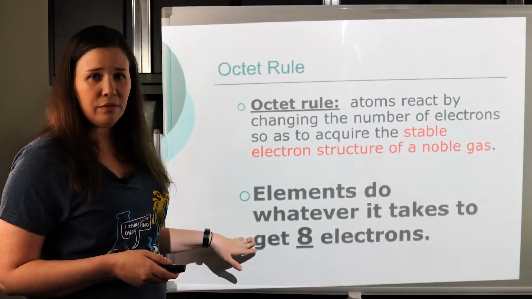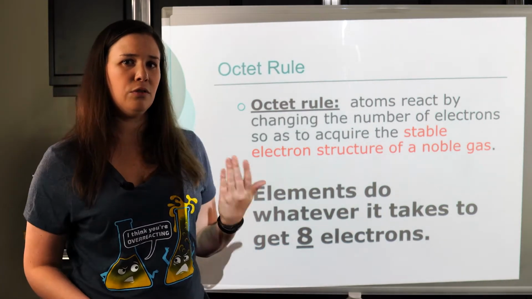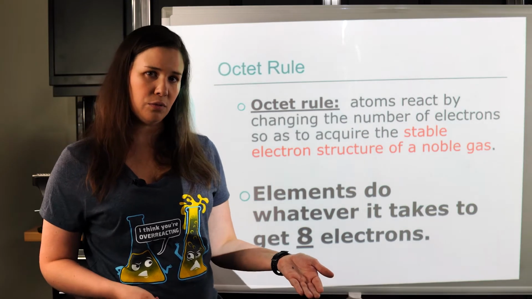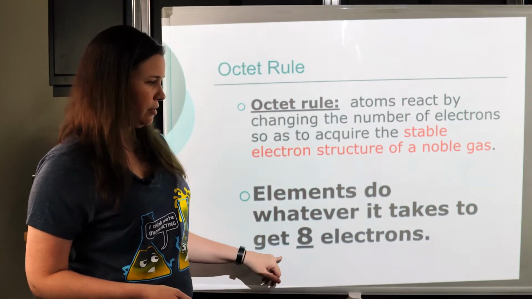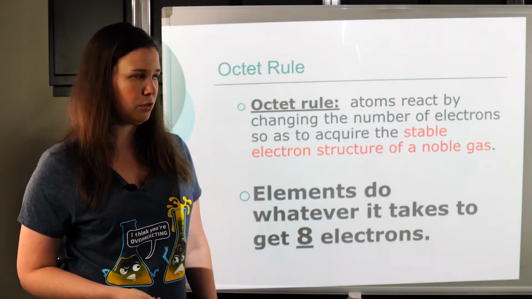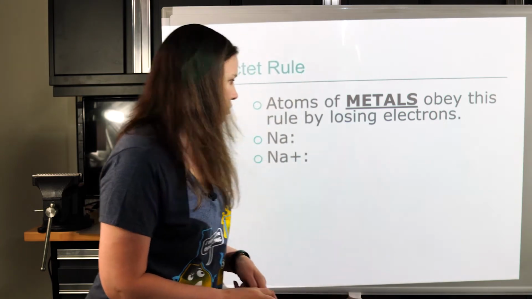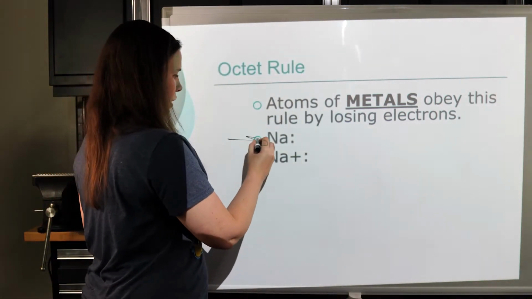So they'll do whatever it takes, whether that means transferring in terms of gaining or losing. That may also mean bonding covalently, which we'll talk about in notes B. Whatever it takes, they're trying to undergo some kind of chemical reaction in order to get 8 valence electrons. So let's look at what that does to our sodium atom. So let's start with regular sodium.